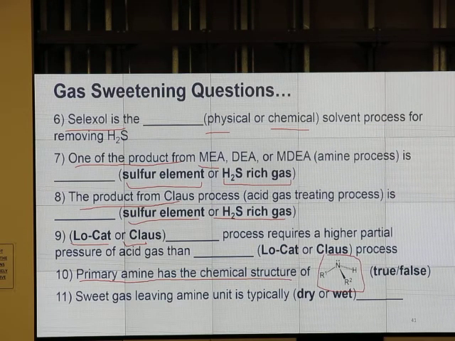Next is Madina. False? Correct. So for primary amine, we have just one R, right? So this one is secondary amine. Sweet gas leaving amine unit is typically dry or wet? Simon? Wet. Correct.